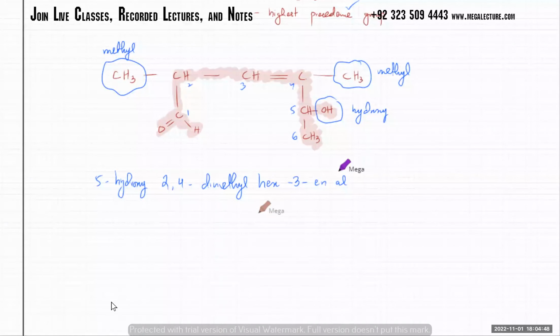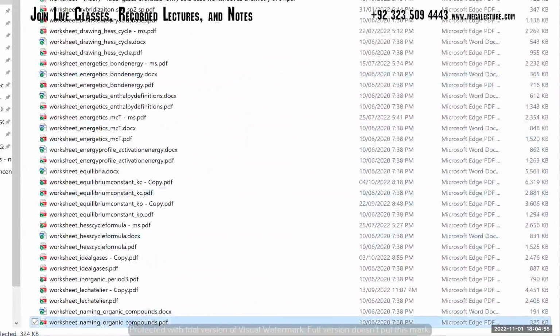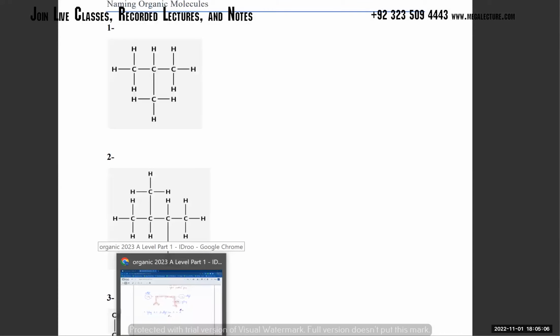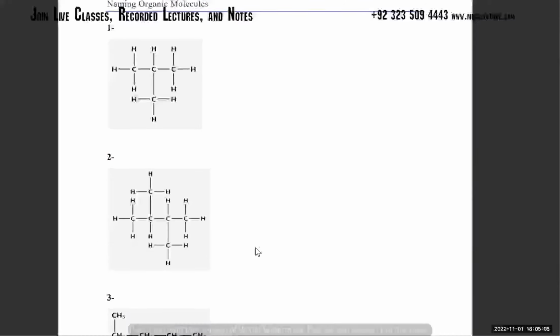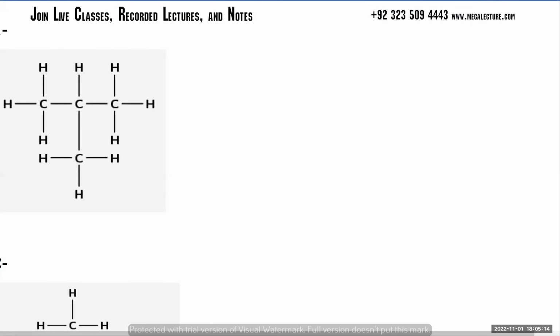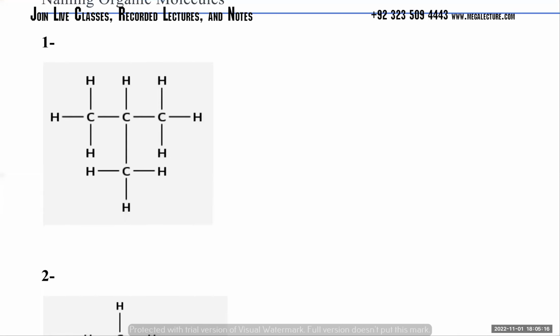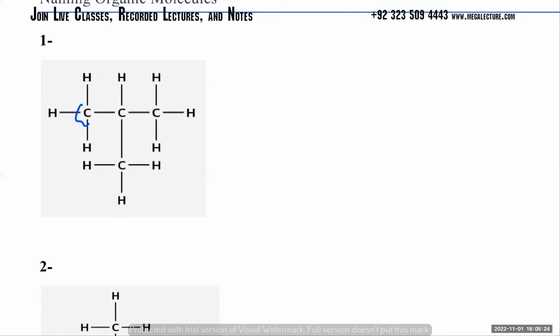So we'll quickly do a few questions related to naming. Just a second. So naming organic compounds, then we'll just quickly revise this. So one thing we did cover last time was the longest chain part. Starting with these molecules in front of me, you've got this one. The longest carbon atom chain is 3 carbon atoms.